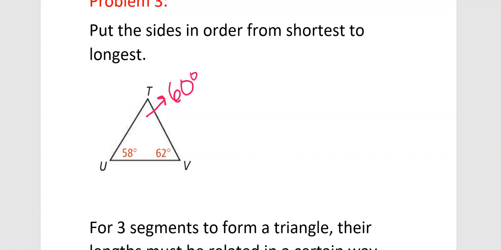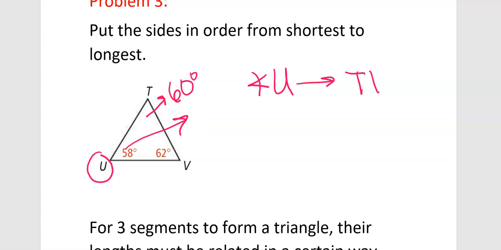So they want shortest to longest. So which one is the smallest angle? Okay, so this one. So I'm going to put angle U first. Then we go to they want the side. This one, let's go like this. That goes with which side? TV. So if U is the littlest angle, TV must be the shortest side.